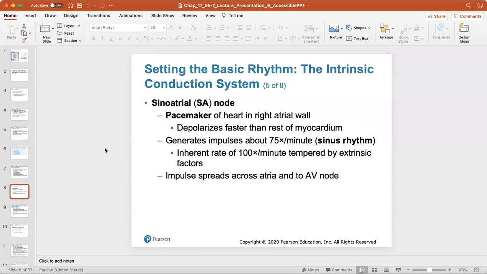So the intrinsic conducting system is what sets this basic rhythm in motion, again, without nervous system stimulation. So again, the heart initiates its own heartbeat. The sinoatrial node starts. The sinoatrial node is considered the pacemaker of the heart. It's located in the right atrial wall. It will depolarize faster than the rest of the myocardium, and it generates an impulse, which we call the sinus rhythm. The impulse will then spread across the atria to the AV node.